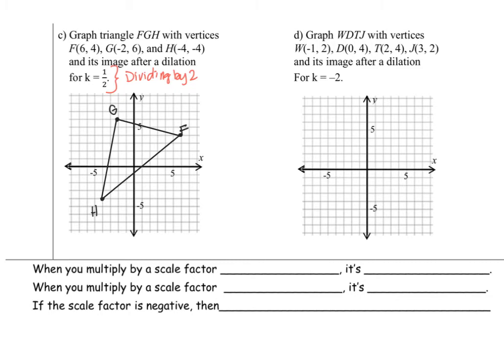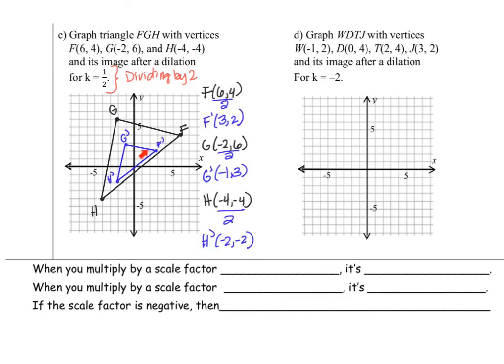Do you think the shape is going to be bigger or smaller? In the first two examples, we were multiplying by a whole number and it made our shapes bigger. In this example, if we're multiplying by a fraction, which is dividing by 2, it's going to make your image smaller. So go ahead, pause the video, divide each of your ordered pairs by 2, and then plot it on the graph. You'll notice that the image is 2 times as small as the original.